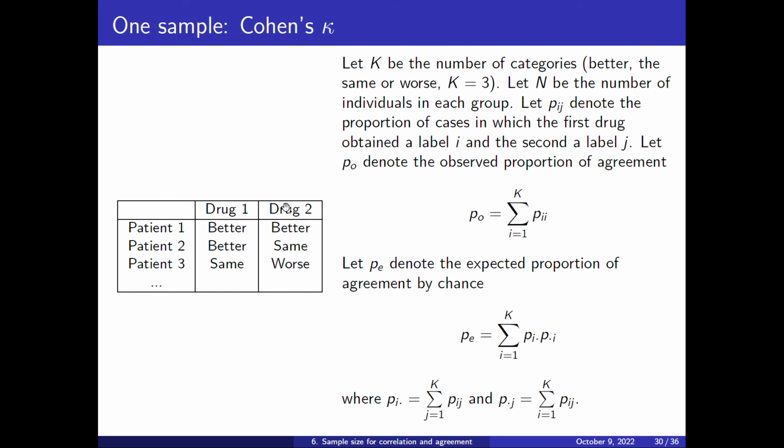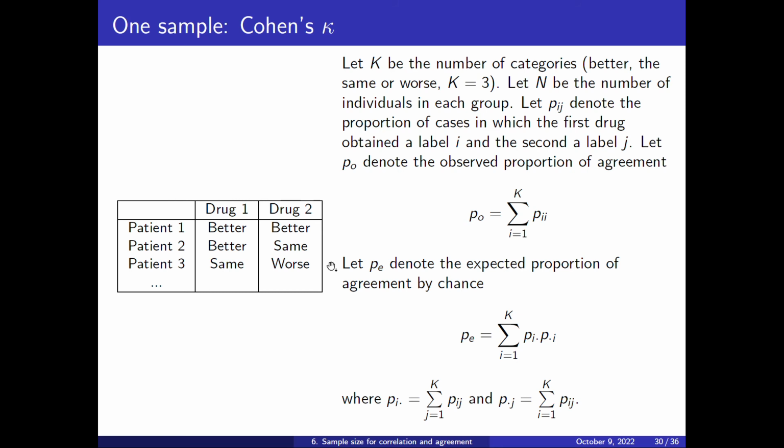And we will denote as PO the observed proportion of agreement. So the observed proportion of agreement is the sum of all proportions in which they had better, better, same, same, worse, worse.